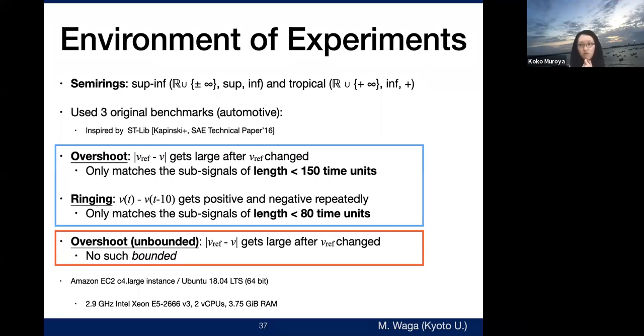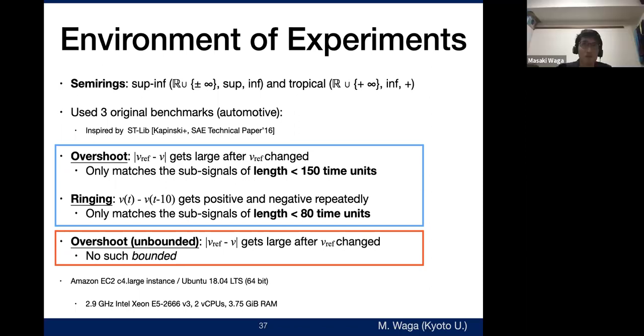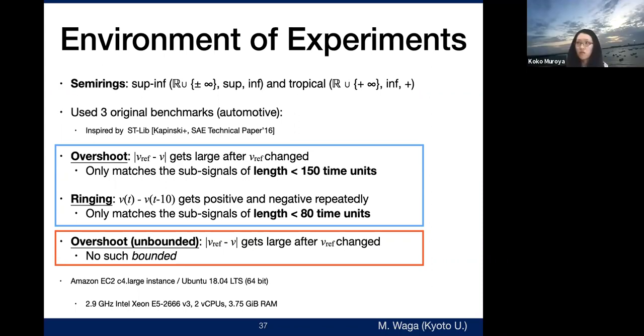Then it sounds like there is a trade-off between the length of the bound and the execution time. If the bound is longer, the execution time becomes longer, and memory consumption also becomes longer, while we obtain more information because we also compute more sub-signals, the quantitative values for more sub-signals. Okay.